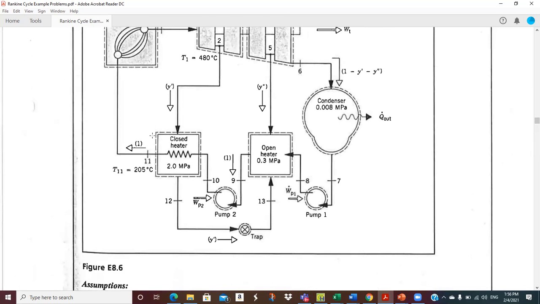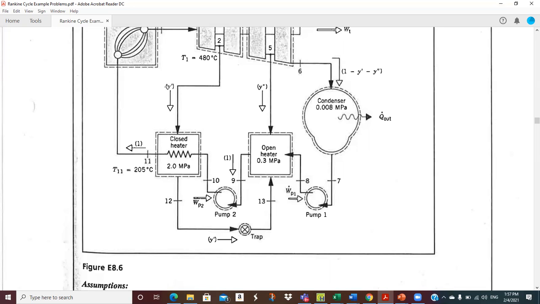So high pressure heater right here, summation of mass times enthalpy in is equal to summation of mass times enthalpy out. So what have I got? I got an H2 coming in here times Y prime. I've got an H12 times Y prime because this is just condensing. So this flow coming in as steam is equal to the flow coming out as condensate because we've got steady state operation.